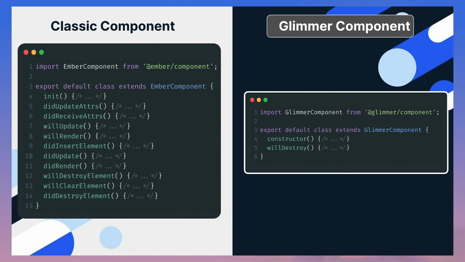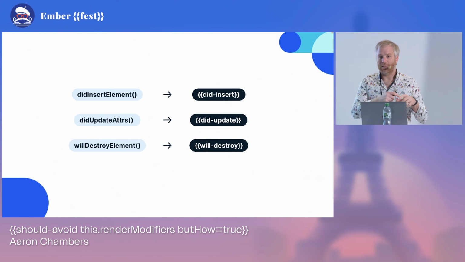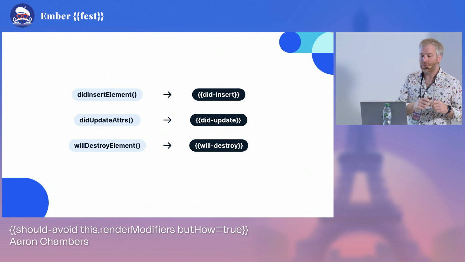How do I migrate quickly from my classic component to a Glimmer component? Because I want to start using the newer stuff. It's not really immediately obvious. So that's where render modifiers came in. They were created as a bridge between the two worlds, to allow us all to relatively quickly get to Glimmer components, to not have to change our classic components too much.